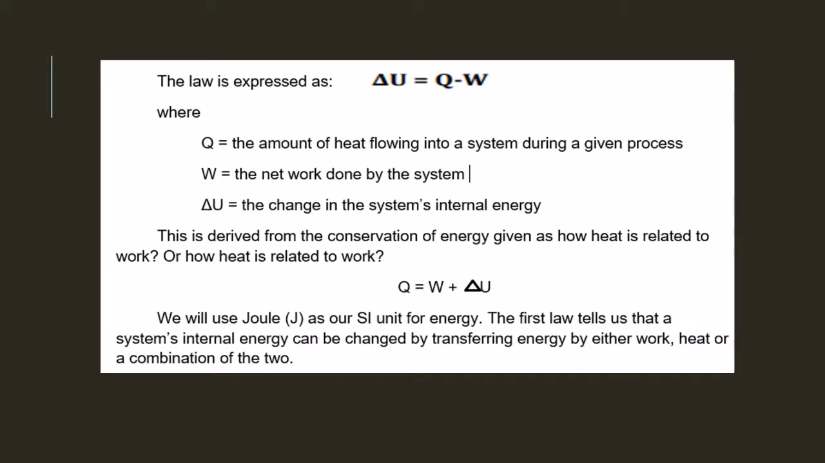The law is expressed as delta U equals Q minus W, where Q is the amount of heat flowing into a system during a given process, W is the net work done by the system, and delta U is the change in the system's internal energy. This is derived from the conservation of energy.